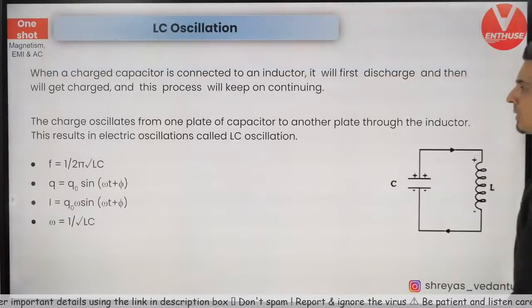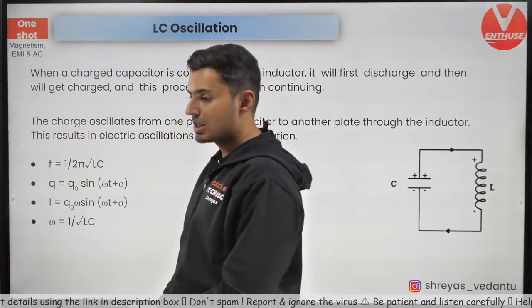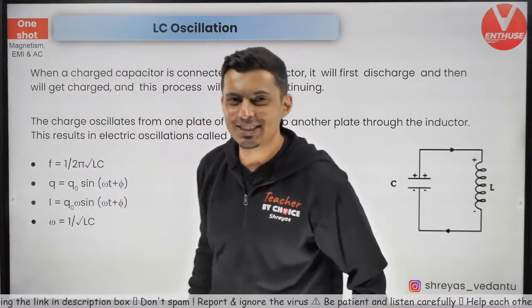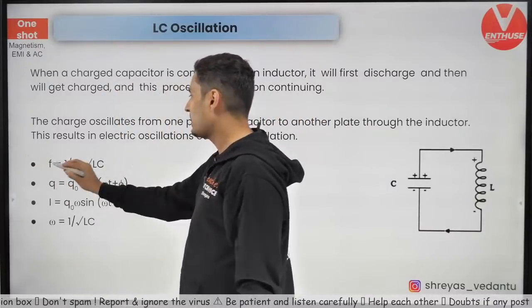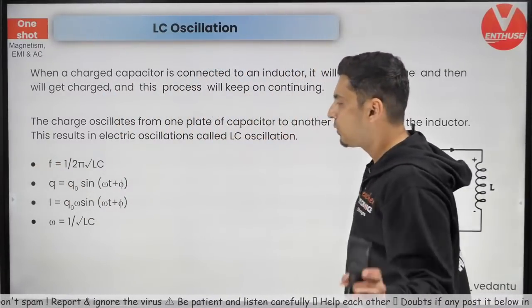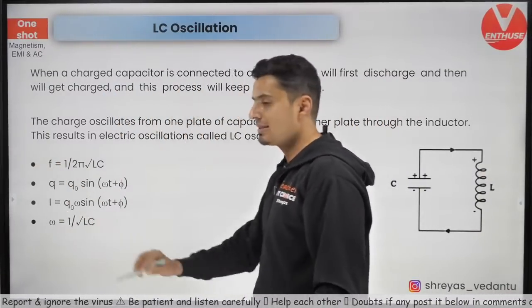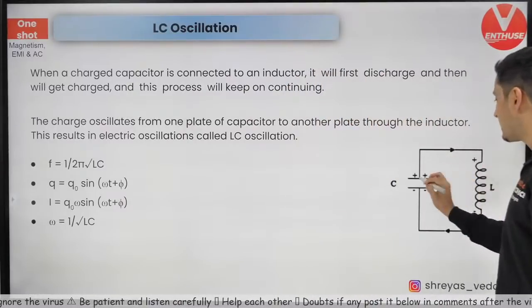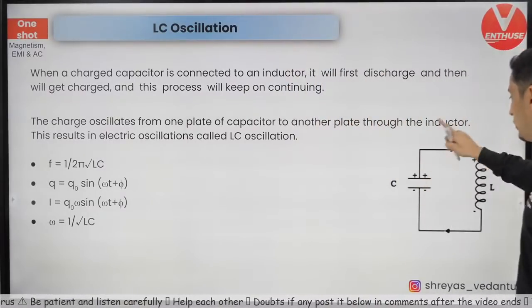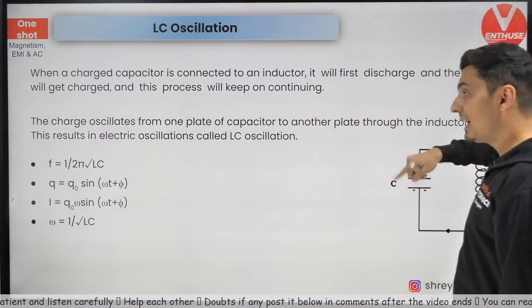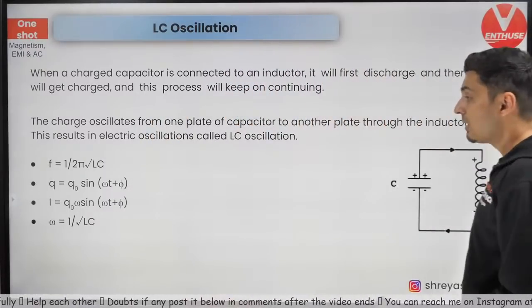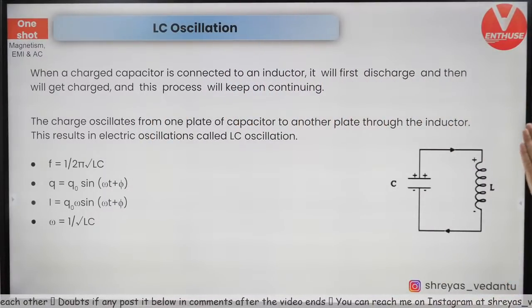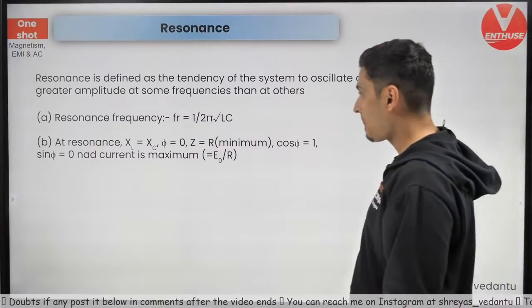Okay, cool. Moving on. LC oscillations. Let's do some questions on LC oscillations. Main important formula is this one. Frequency is 1 by 2 pi root LC, or omega is 1 by root over LC. Whenever you have LC circuits, the charges go back and forth, and that gives you the angular frequency, 1 by root over LC.